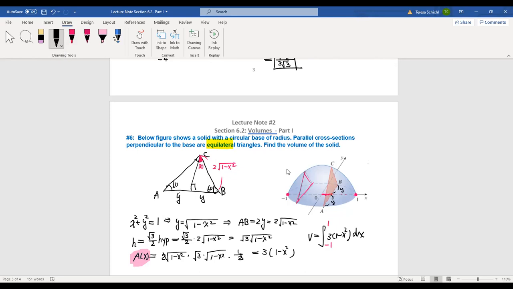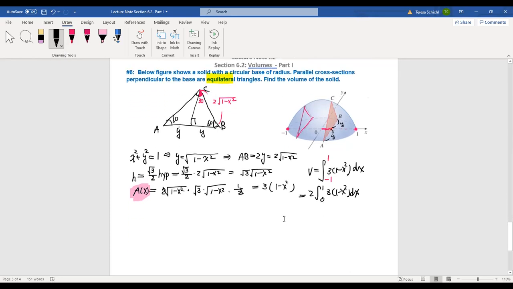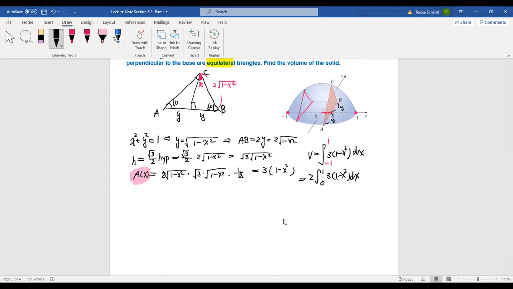Then you can do the same way. This is an even function. So you can say the volume is equal to 2 times the integral from 0 to 1 of the square root of 3 times (1 minus x squared) dx. Like I said, this is a pretty simple integration. I assume everybody knows how to do that. And then the final answer will be 4 square root of 3 over 3 after you carry out this pretty simple integration. Okay, that's it. So that is our part 1, finding the volume by slicing.